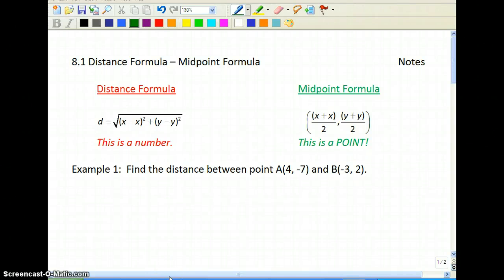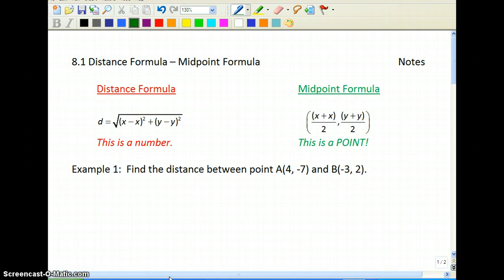Alright, the distance and the midpoint formulas. You should be familiar with these from your geometry. The distance formula, you'll subtract the x's and square it, subtract the y's and square it, add that together and take the square root. If you're finding the distance, you're just finding the measurement, so the answer is a number.